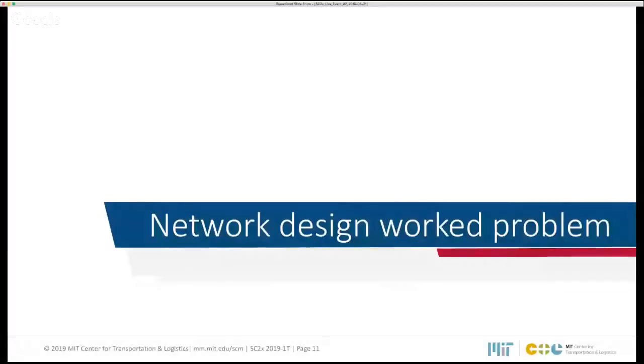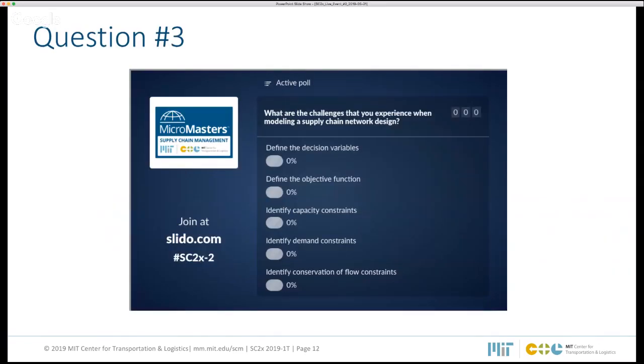So let's move on. Let me now talk about a problem. The intention and main focus of this live event will be to solve a problem from previous rounds of SC2x. This one was taken from a couple of rounds ago, and the first problem will focus on a network design problem.